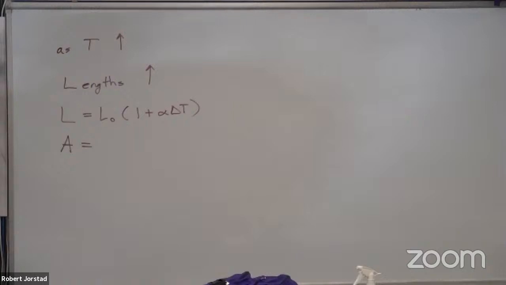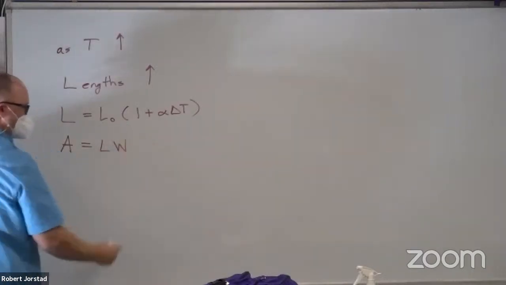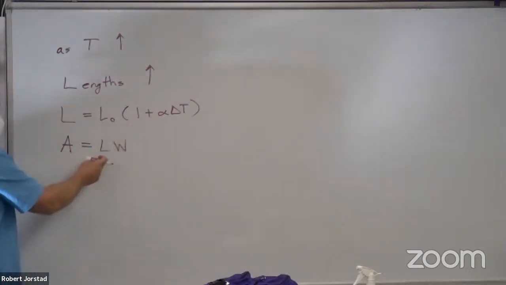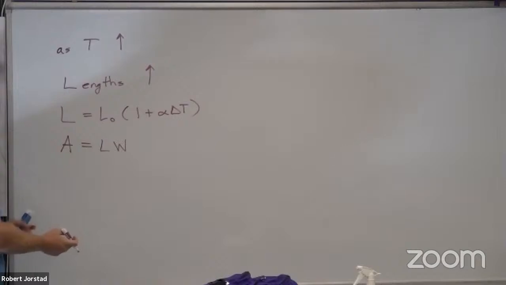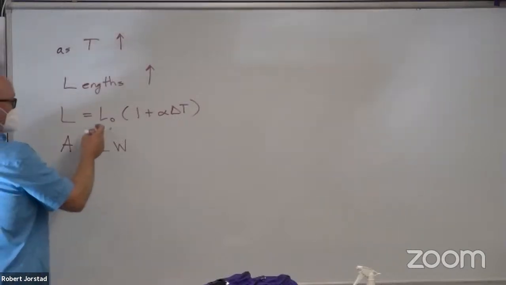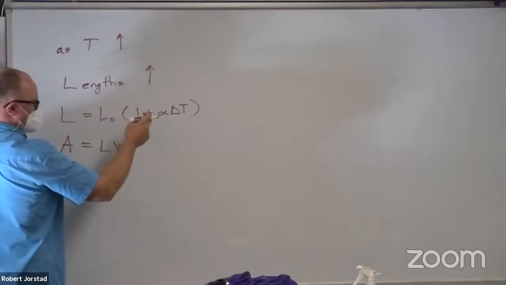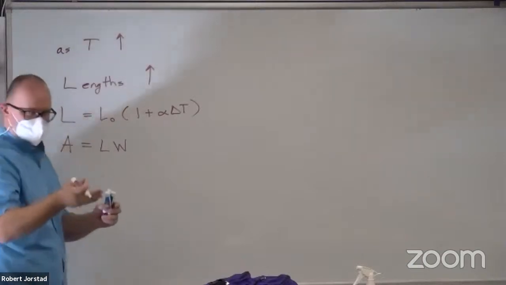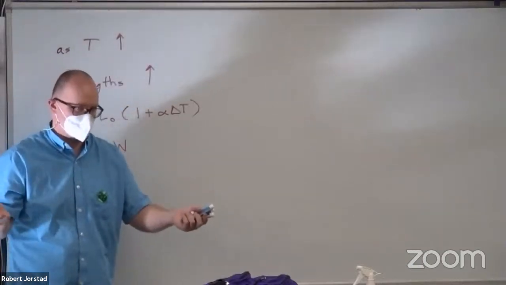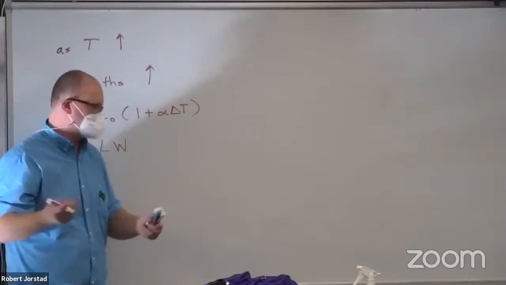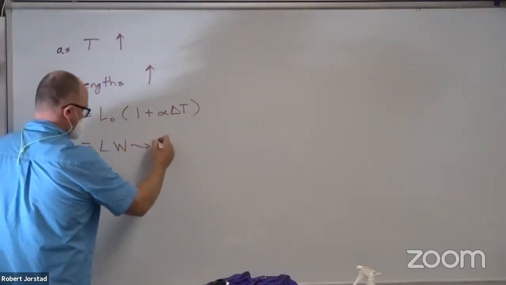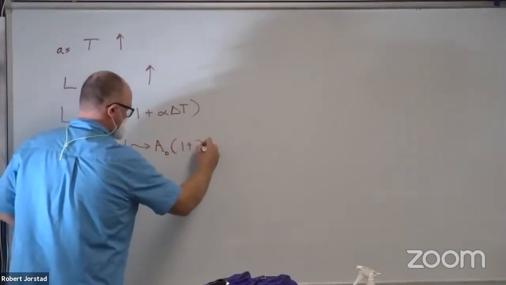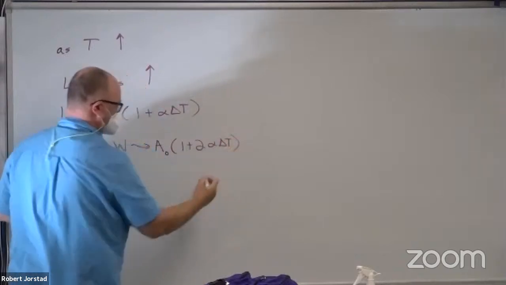Areas. That's a length times a width, right? Now maybe you don't see this right away, but there's going to be an alpha in the length, and an alpha in the width. It turns out not to be squared. You're going to get a length times a delta term, but you're also going to get a width times a delta term. But the delta term times a delta term is so small, it doesn't matter. It's like dx times dx would be very small. So this goes to area naught times 1 plus 2 alpha delta T. It basically doubles, not squares.